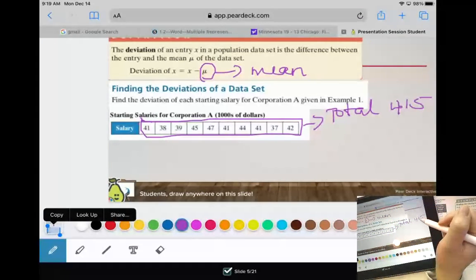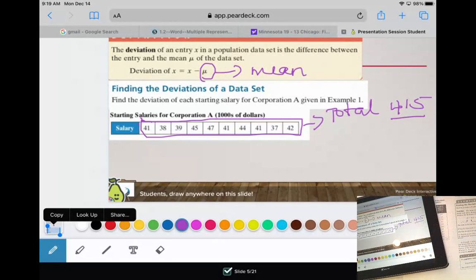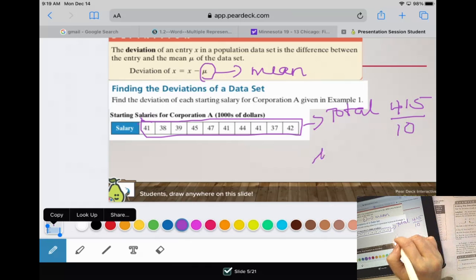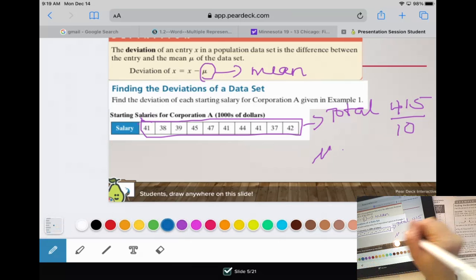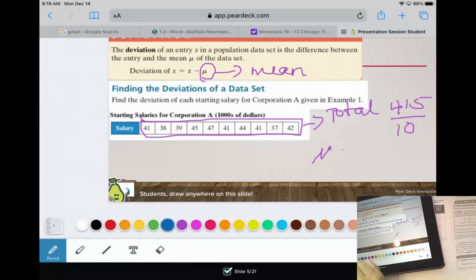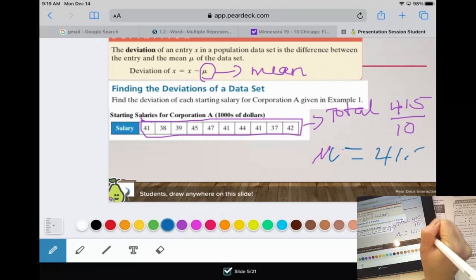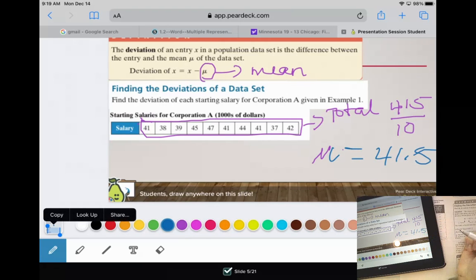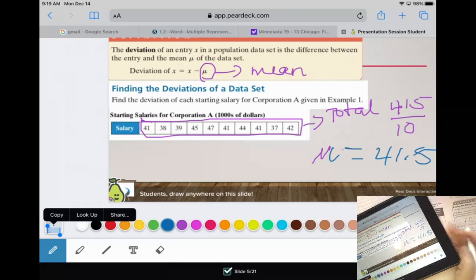To find the mean or the average, I divide by how many items I have. So in this case, I have 10, so I'm going to divide by 10. So that's how I got the average, which is 41.5. To find the deviation, they tell you to find a deviation for each salary. I have not completed all of them, I'll just do the first two.